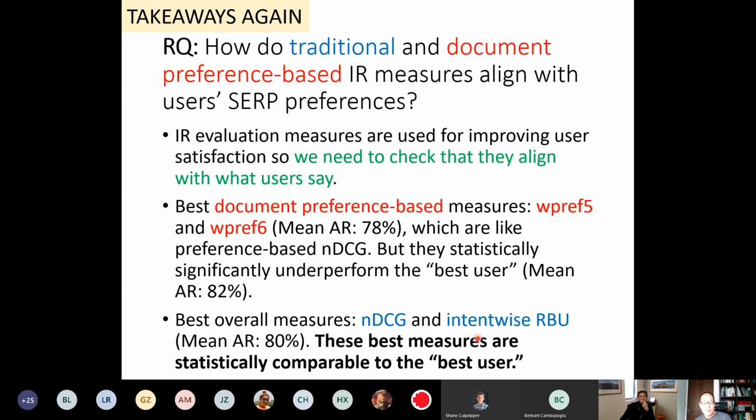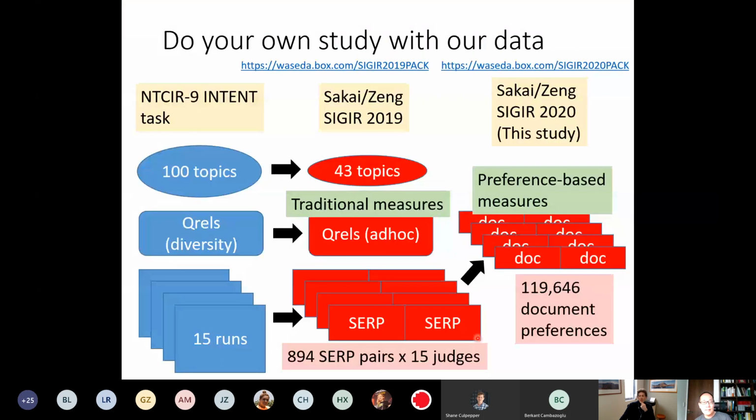So basically that's it, and I already showed you this slide, and yes, I have already released the data, both the SERP data and the document preference data. So if you didn't like the set of measures I considered, you can add your measures and reproduce my experiments and expand my experiments.